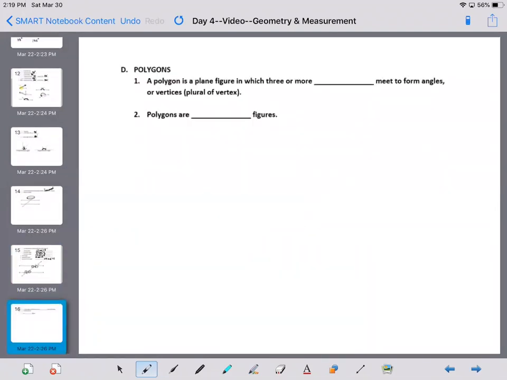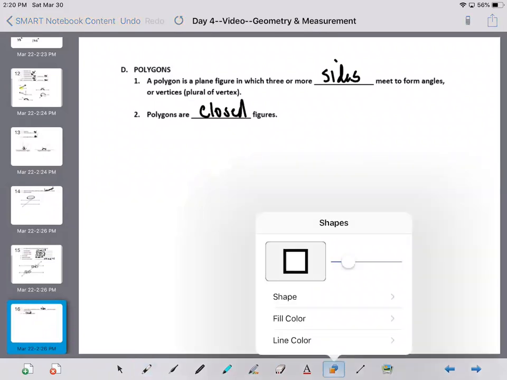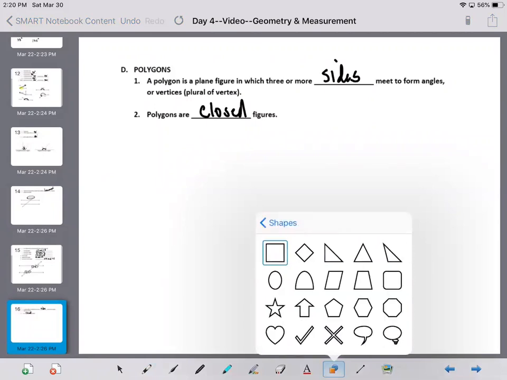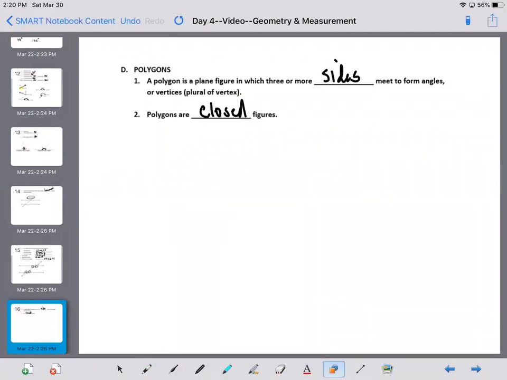Next, we'll look at polygons. And a polygon, meaning a many-sided figure, will have 3 or more sides that form angles. And polygons are what we call closed figures. Okay, so I'm just going to pull up an example here of a triangle. Okay, triangle would be an example of something that's closed.